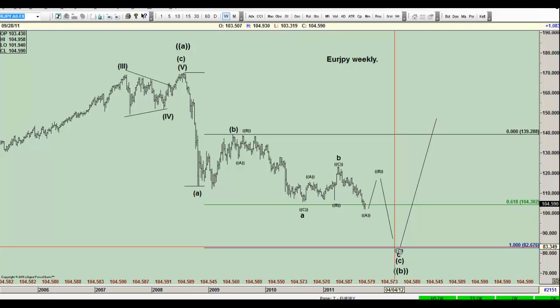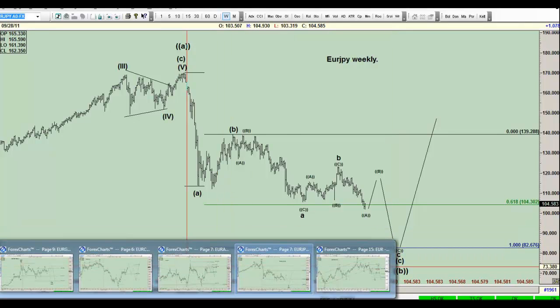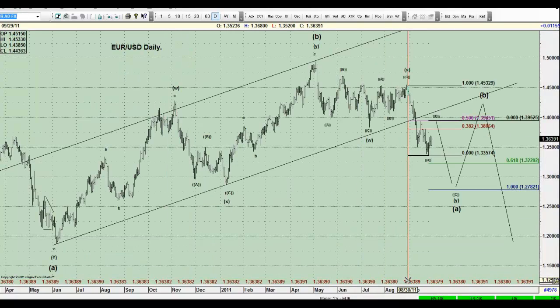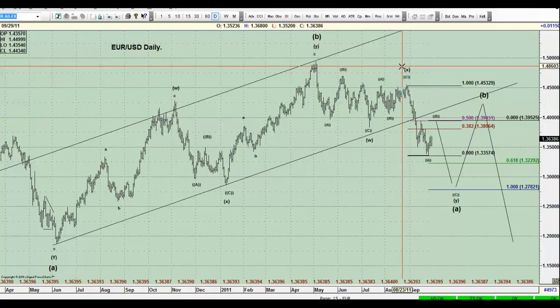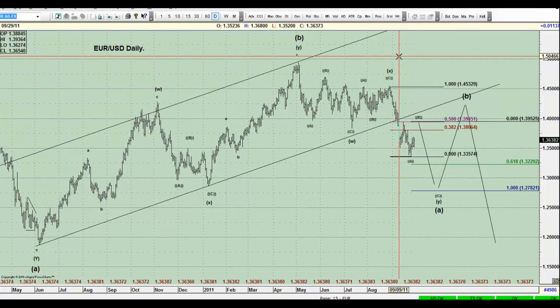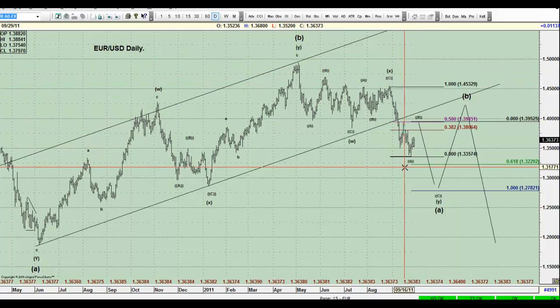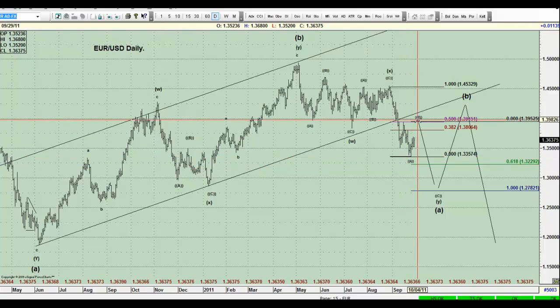Now talking about the euro dollar, let's move on to the euro dollar, guys. And this is what we have on the daily on the euro dollar. We have A, B, C, which is W. Then we got A, B, Z, and then most likely what we have on the euro dollar is, and we're going with this count, but I'm going to explain to you guys the alternative. This is A, we go B, and we should get a C way below the low at 33.57.